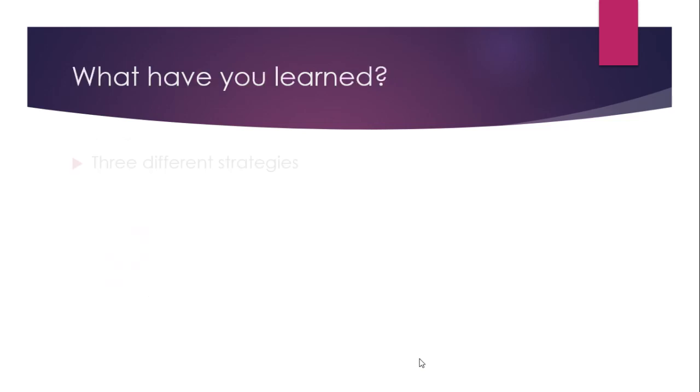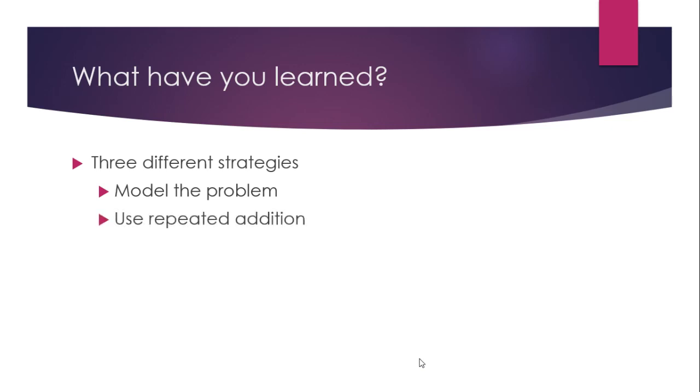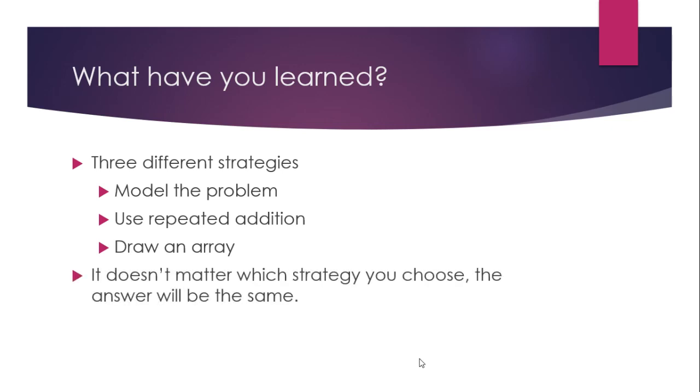So what have you learned? Well, you've learned 3 different strategies to solve one multiplication problem. You learned to model the problem, which is like drawing a picture, to use repeated addition, or add a number over and over again, and you drew an array using rows and columns to show the problem. What I want you to really understand is it doesn't matter which strategy you choose, the answer will always be the same. I hope that the next time you have a multiplication word problem, you will use one of these strategies to help you solve it.